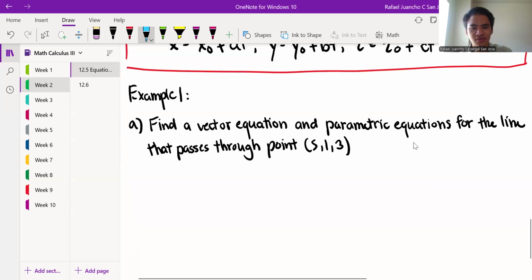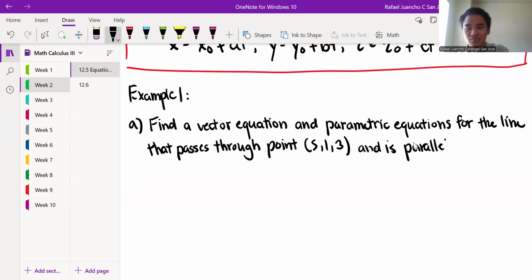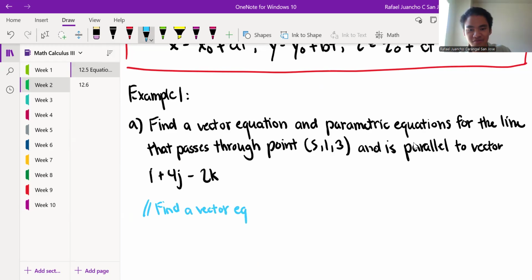So first I'm gonna, oh, I haven't finished the question. So we're saying the line is parallel to the vector, we'll just probably call it v or something, i plus 4j minus 2k. So here it's all about substituting the formulas. So first thing we're gonna do is find a vector equation. And then from there we can actually find the parametric equations.